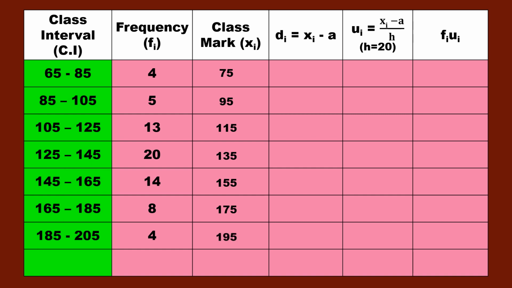Okay, now once we have done this xi, next one is xi minus a. So we should take out an a value, which will be present in this xi column only. Okay, so a will be taken by seeing the middle value from this xi column. So here we have 135 as the middle value, so we'll take 135 as your a. Okay, now see here your formula xi minus a means this value minus your a value. So a is 135.